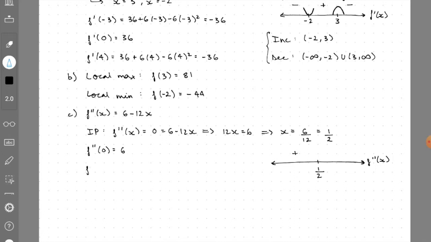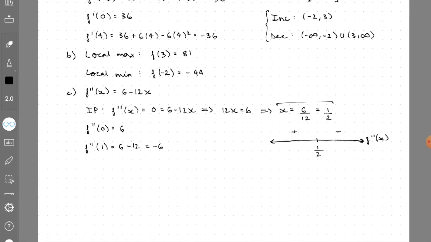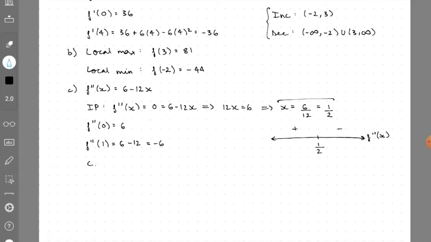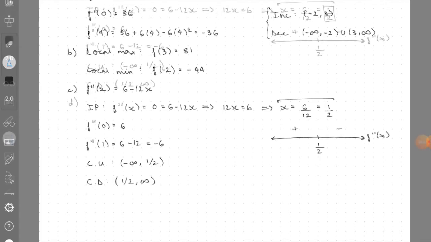And then I'm going to pick a number that's greater than 1/2. I'm going to pick 1. It's going to be 6 minus 12 times 1, so it's going to be negative 6. So we're going to have a negative here. Okay, so we have our point of inflection, which is x equals 1/2. And we now know it's going to be concave up from negative infinity to 1/2, and concave down from 1/2 to positive infinity.